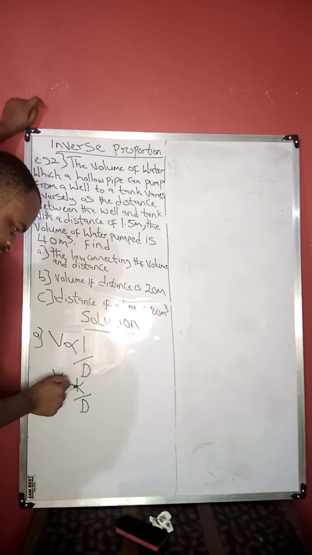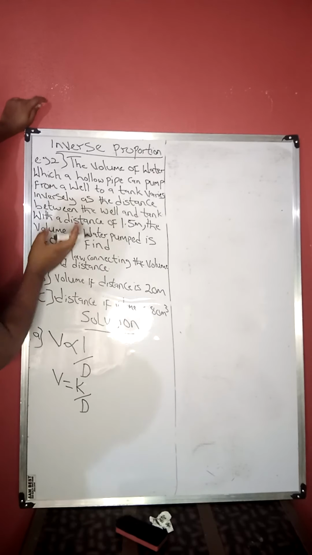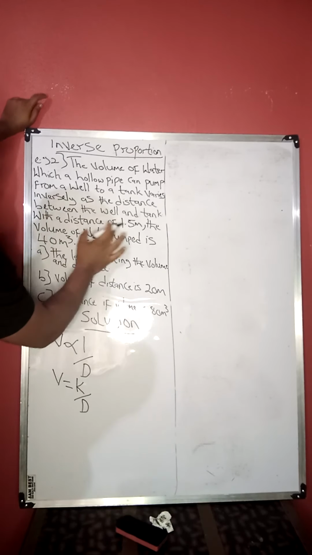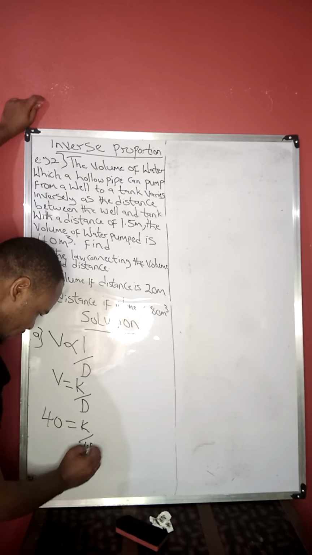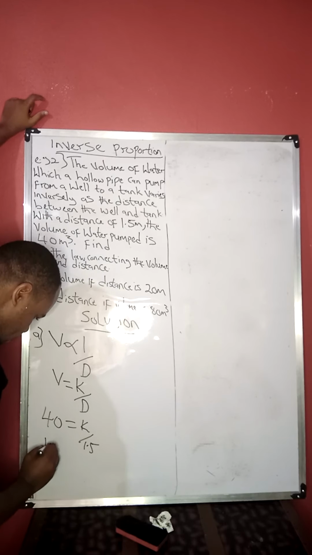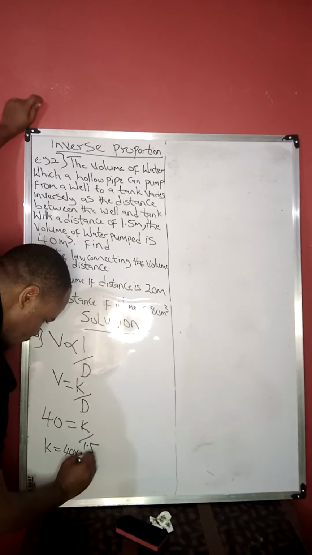But don't forget that K is a constant. You need to get the value of that constant to write your relationship properly. Now the question gives us values so that we can get that K. They said with a distance of 1.5 meter, anywhere I see D, I'll put what? 1.5 meter. The volume of water pumped is 40, so V is 40. 40 equal to K over 1.5. So cross multiply, I'll be having my K to be equal to 40 times 1.5.